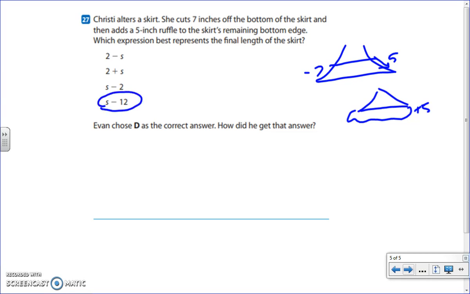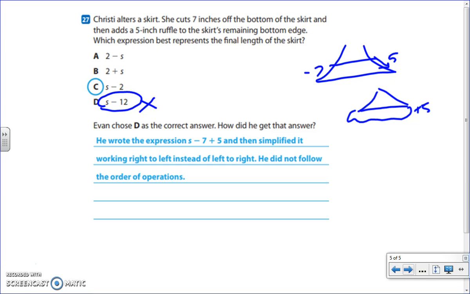Evan chose D as the correct answer, which is incorrect. We know that the answer should be C, S minus 2. We take away 7, we add 5 back on. We've actually gotten a total change of minus 2. S represents the length of the skirt. So one way that he could have gotten that answer would be writing the expression as S minus 7 plus 5, which would make sense. S minus 7 plus 5, which I like his expression.